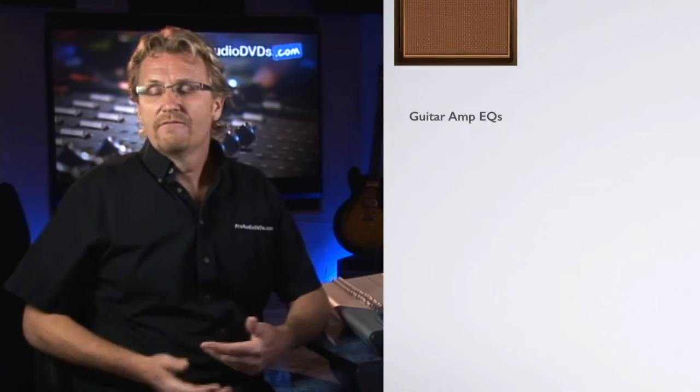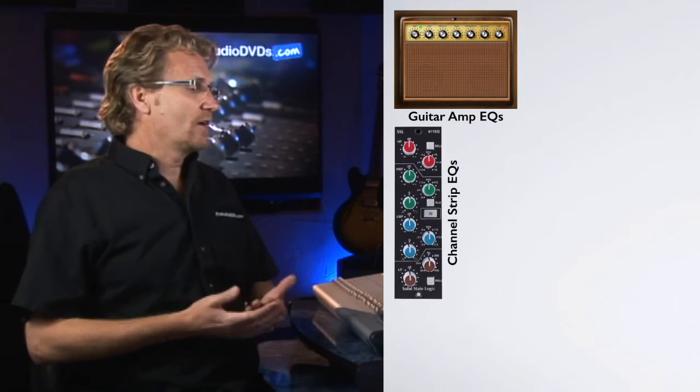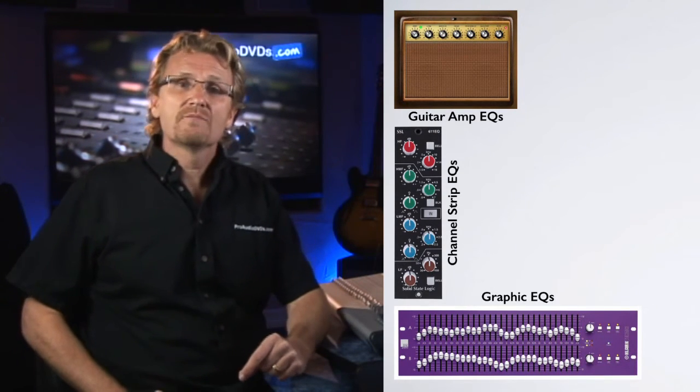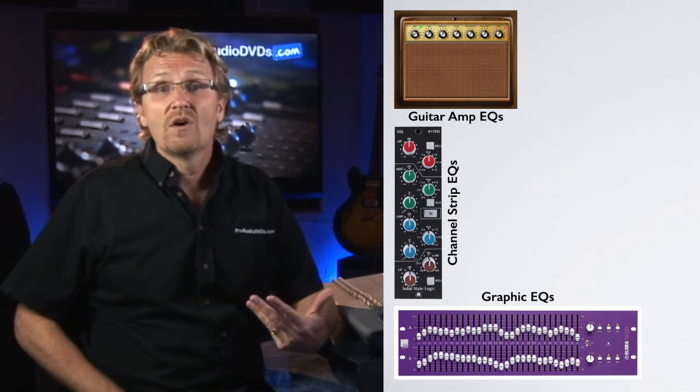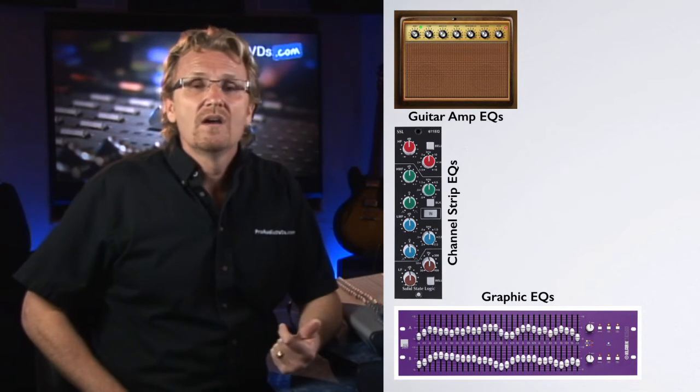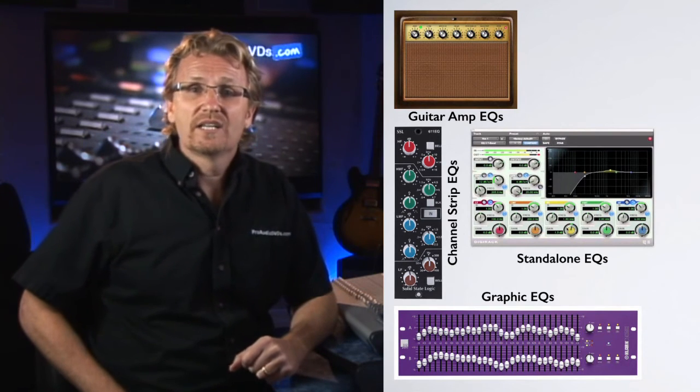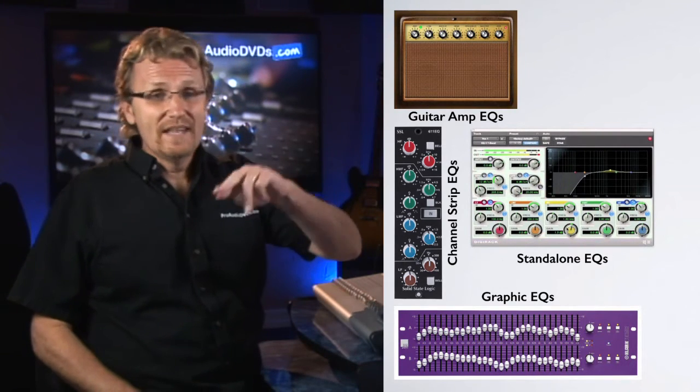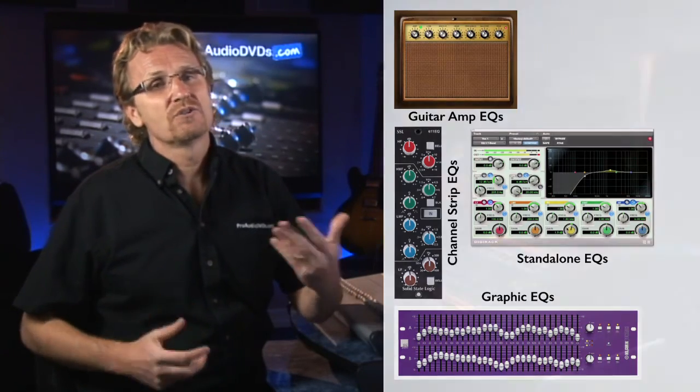Now, while there are a ton of different EQ devices, let's break them down into a few groups that you're most likely to come across. First off, instrument amps like guitar amps and so on. Channel strips like what you'd find on any recording or live mixer. Graphic EQs that might be a piece of hardware like this, or maybe even on a mixer, or maybe even inside your computer. We also have standalone EQs that can have you tweaking wide or narrow bands of frequencies, and they might be hardware or software versions.